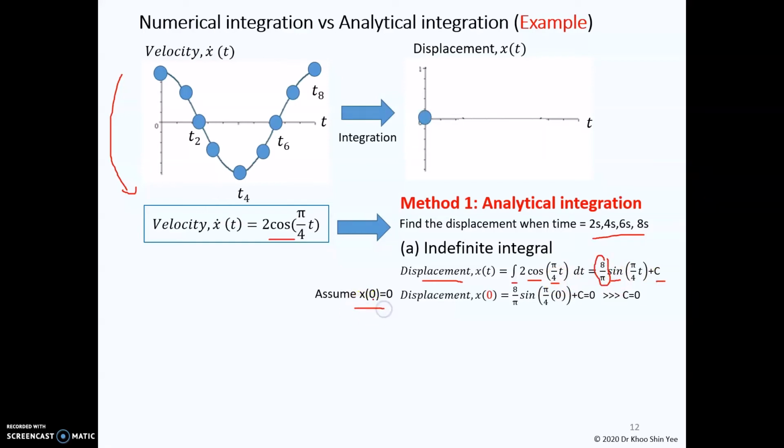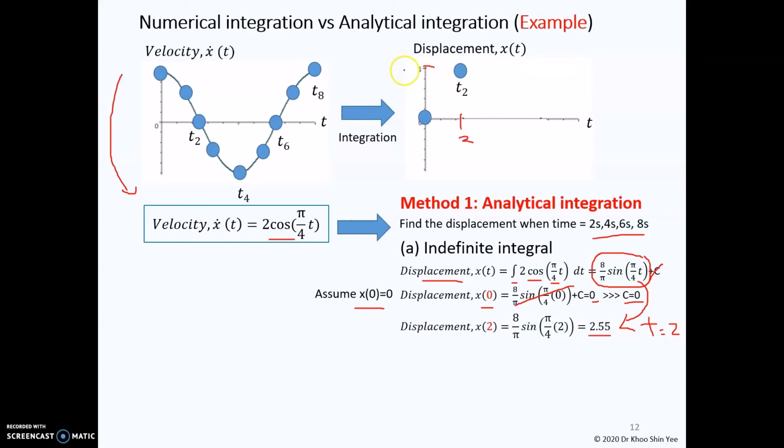If the initial condition is known, for example at t equal to 0, the displacement x is equal to 0, then we can substitute this information inside to obtain the unknown constant. Sin 0 gives you 0 and x0 is equal to 0. Therefore your c is equal to 0. And in this case, substitute c back inside, you can obtain the displacement equal to this function. Then you can substitute the t. Let's say t equal to 2, you obtain the displacement equal to 2.55. So at t equal to 2 here, the displacement here is equal to 2.55.